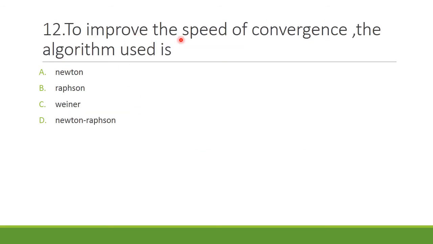Next question. To improve the speed of convergence, the algorithm used is option A Newton algorithm, option B Raphson, option C Weiner, and option D Newton-Raphson. So to improve the speed of convergence, we will use Newton-Raphson algorithm. Therefore option D is the right answer.